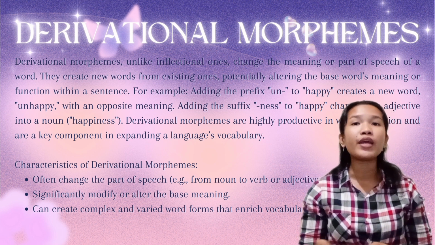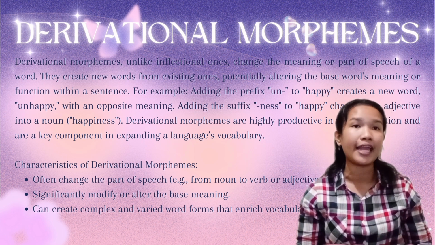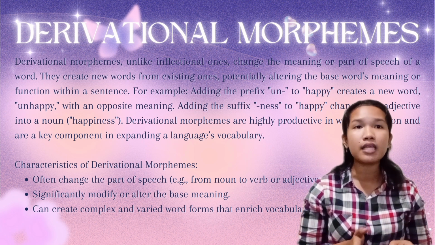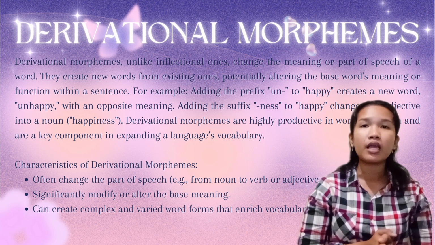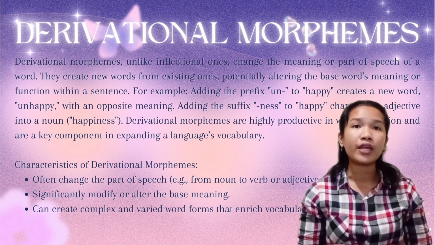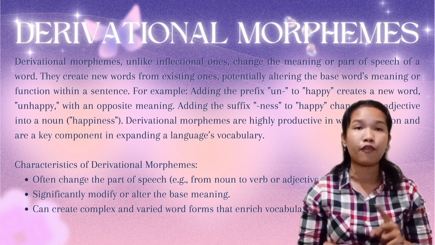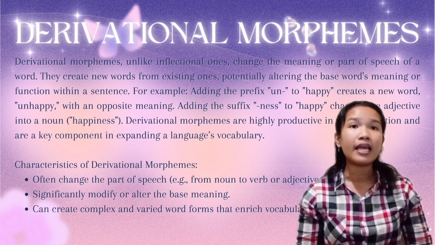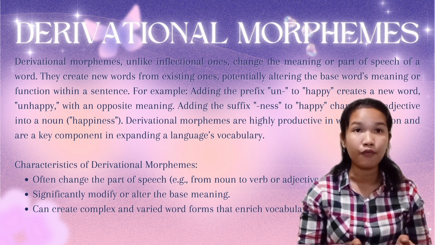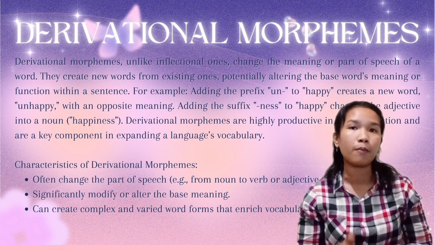For example, we can add the prefix un to happy and it creates a new word, unhappy. From happy to unhappy, in these words, it's an opposite meaning. And next we can add the suffix ness to happy, and we can change the adjective into a noun. Happy is the adjective word and happiness is a noun word. Derivational morphemes are highly productive in word formation and are a key component in expanding a language's vocabulary.